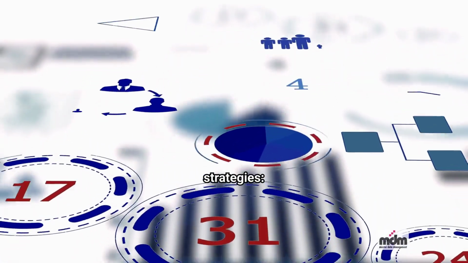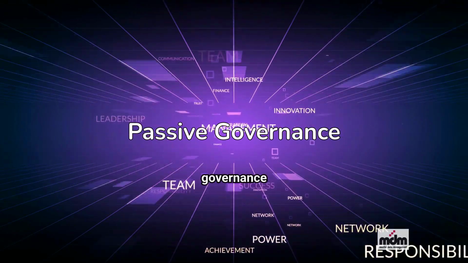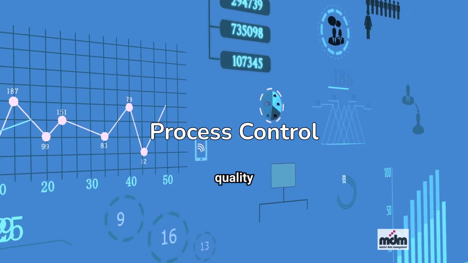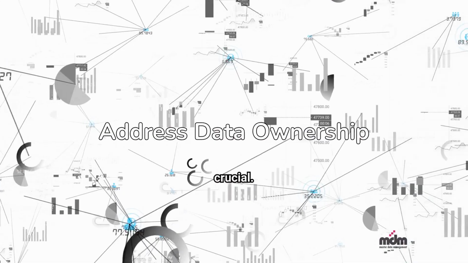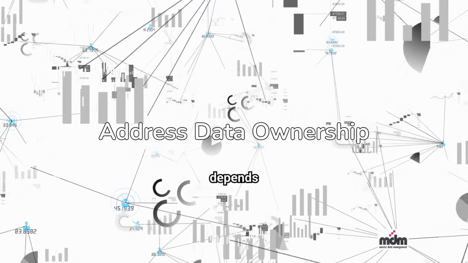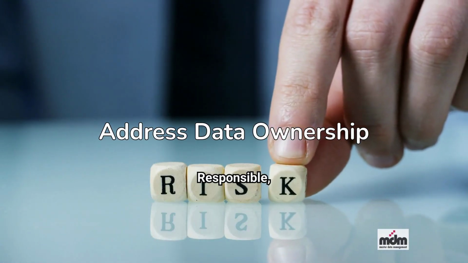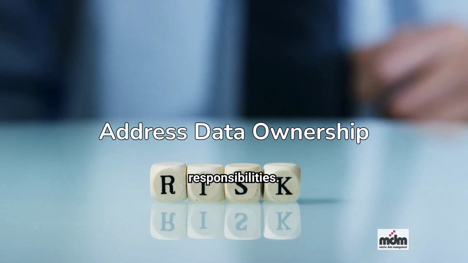Once CDEs are identified, we can implement governance strategies. Active governance at the point of entry, passive governance after data capture, or process control based on policies and data quality dashboards. Finally, addressing data ownership is crucial. By understanding who depends on and captures the data, we can create a RACI matrix: responsible, accountable, consulted, and informed, to clarify roles and responsibilities.